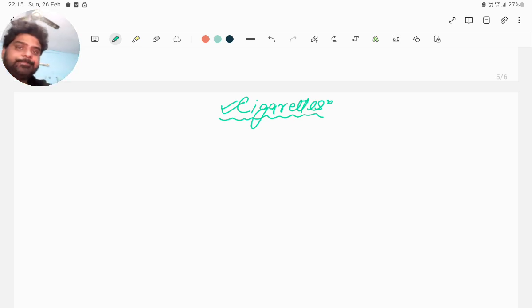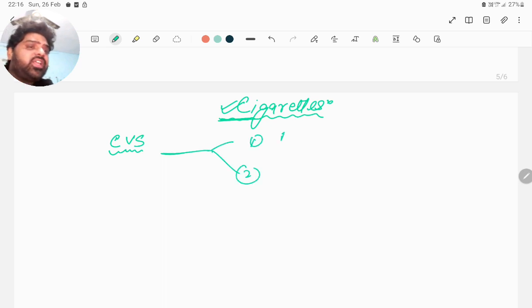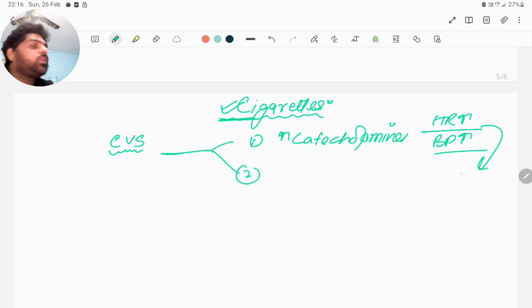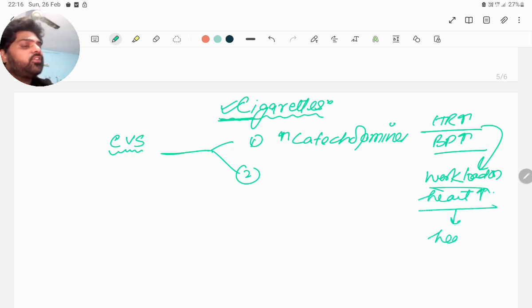So what do cigarettes cause? See, cigarettes affect the CVS, the cardiovascular system. You will see it has basically two effects. It increases catecholamines. When catecholamines are increased, like adrenaline, noradrenaline, dopamine, what happens? Heart rate will increase, BP will increase. So workload on the heart will increase. So the heart can go into heart failure. This is one thing. And if the patient is already compromised, then they can have a decompensated heart failure. So this is one thing, that is increased catecholamine.